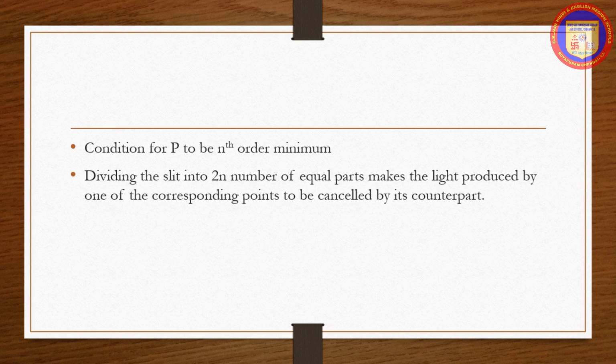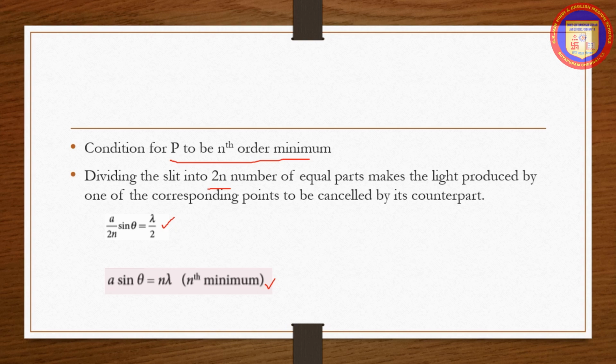Now the condition for P to be the nth order minimum. Divide the slit into 2n equal parts, so that the light produced by each point is cancelled by its counterpart. Then the condition for the nth order minimum is a by 2n sin theta equal to lambda by 2. Simplifying we get a sin theta equal to n lambda, that is for the nth minimum.